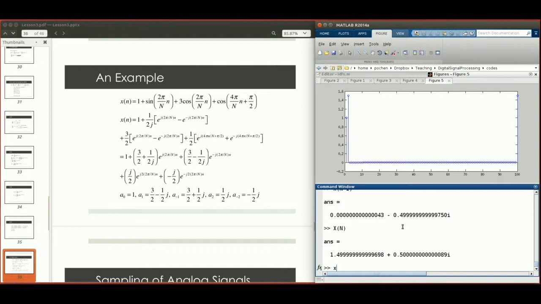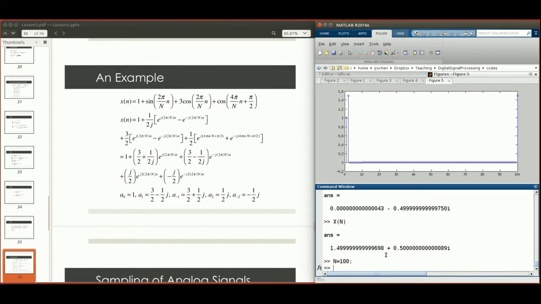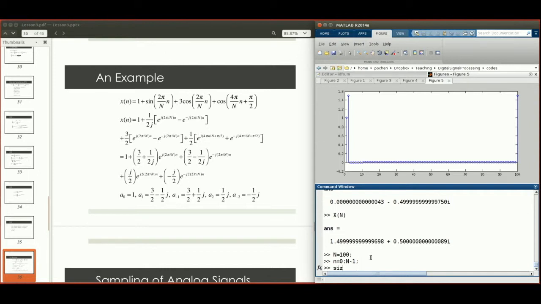So x equals 1 plus sine 2 pi divided by big N times n. Let me show you what big N actually is. Big N equals 100. Let's just use 100. It seems to be a good number. It doesn't really matter. You can change big N to some other number. So small n goes from 0 to big N minus 1. So that's exactly 100, right?